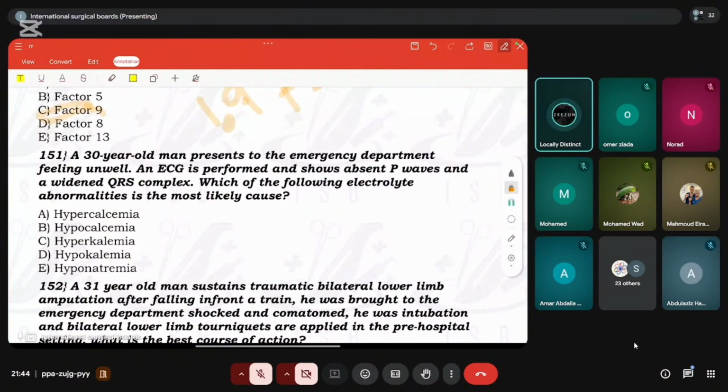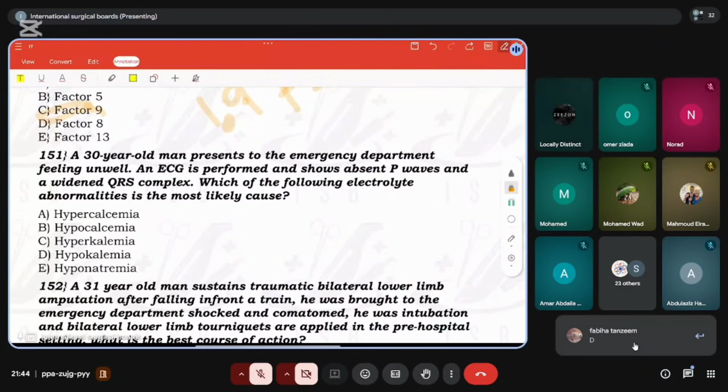A 30-year-old man presents to the emergency department feeling unwell. An ECG is performed, shows absent P wave and a widened QRS. Which of the following electrolyte abnormalities is the most likely cause? C? Yes, very good. Hyperkalemia. Okay, widened QRS, then sine waves. Loss of P wave, tall tented T wave, then widening of the QRS, then fusion of QRS and T wave, then sine wave. Right, okay.